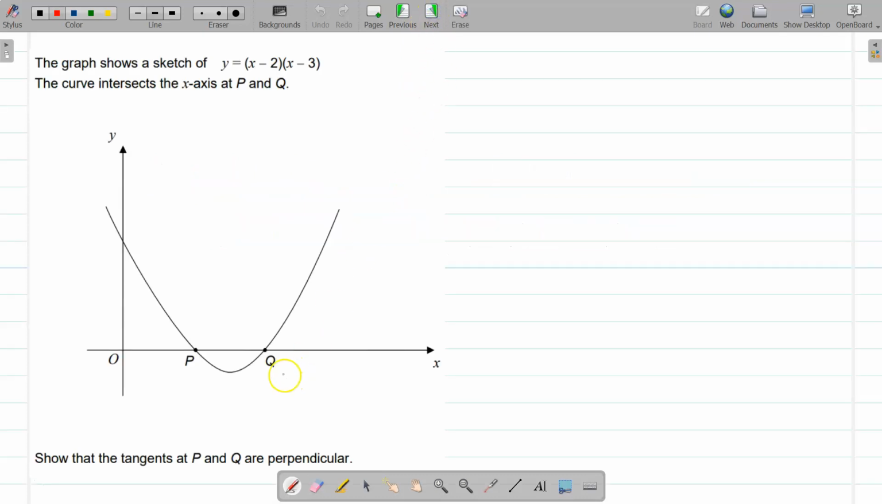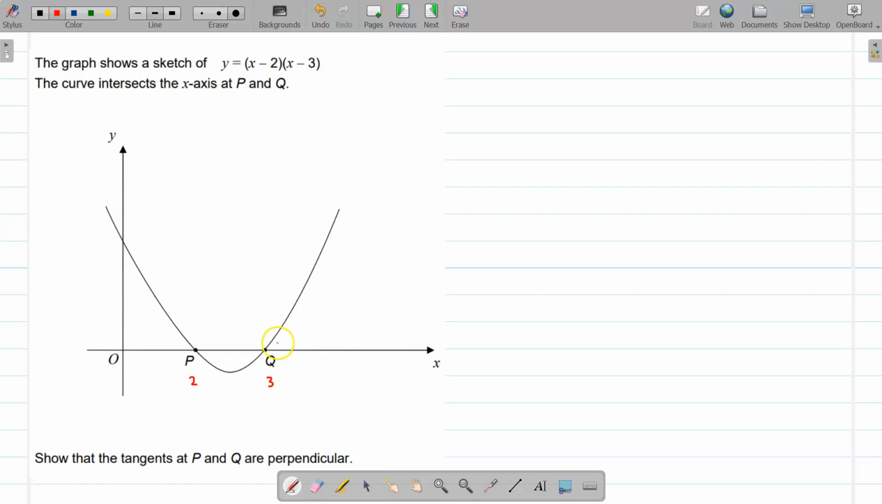Okay, first question. Here we have a parabola curve with an equation y equals (x minus 2)(x minus 3). And we can see straight away it's been factorized already. So we know that this must be the point P with an x-coordinate of 2 and this with an x-coordinate of 3 at Q. Okay, we need to find the gradients of the curve at P and Q and show that they are perpendicular to each other.